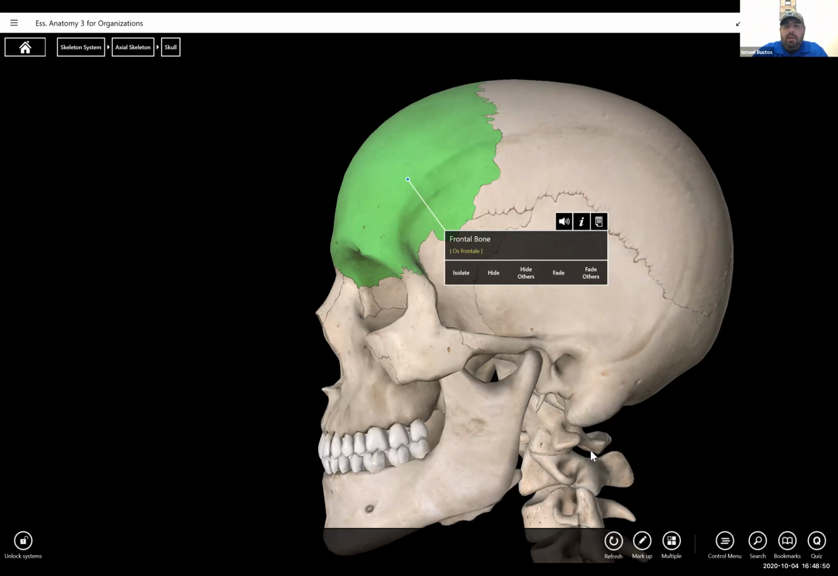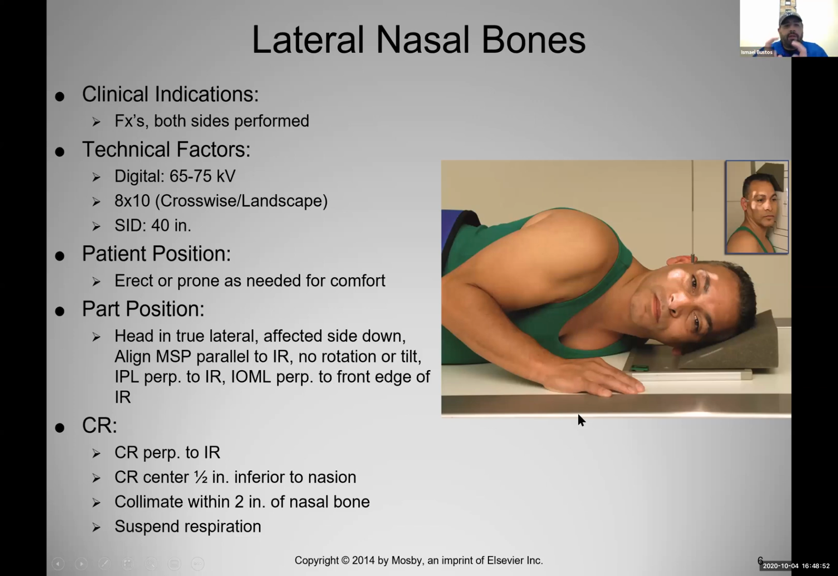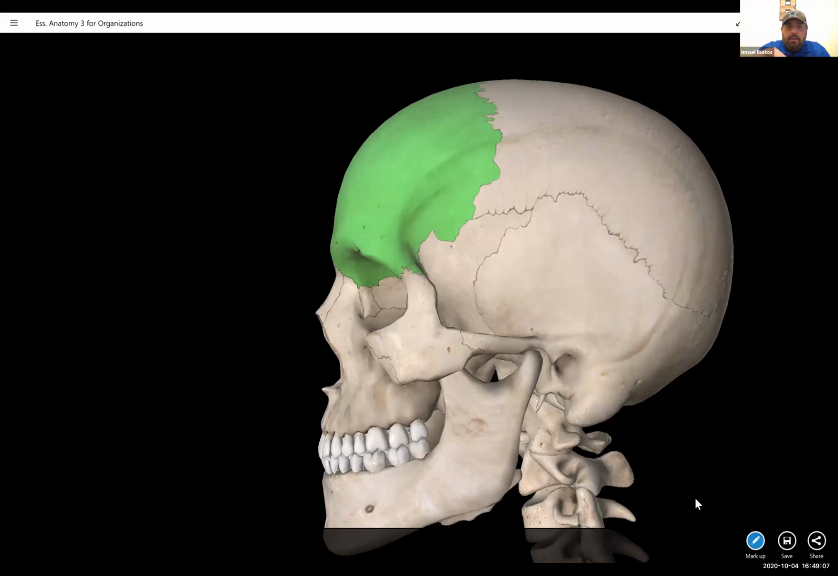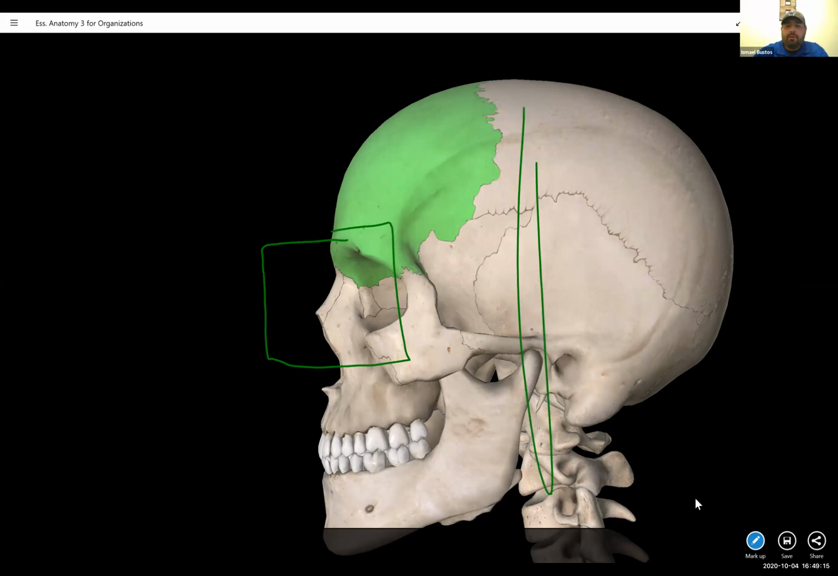Once you've done that, collimate, and you only need to collimate to a little 2 inch by 2 inch square. You don't need to get half the skull on there. You want a very small collimation field. So let me show you this. What you want is a collimation field about like that, okay? Very small. You don't need all the skull over here, right? You just need that very small collimation field.